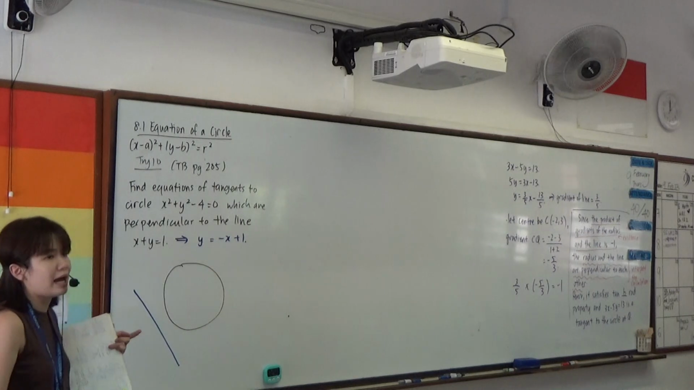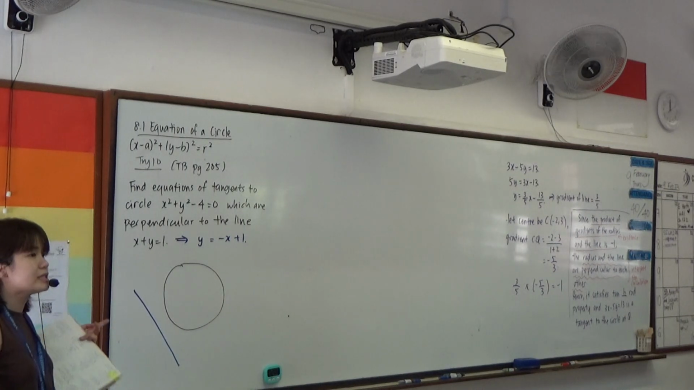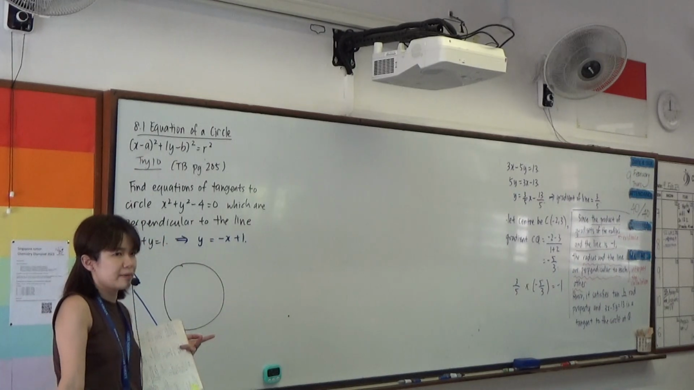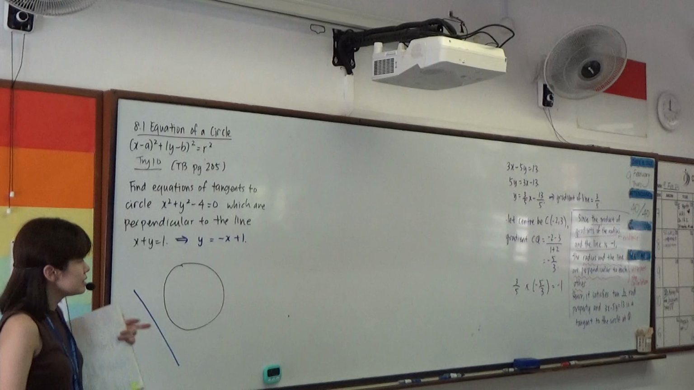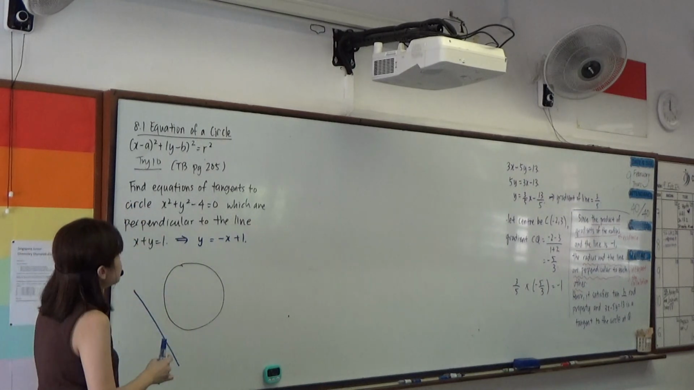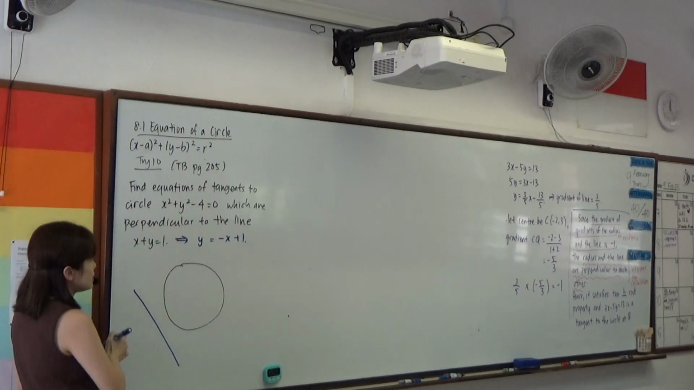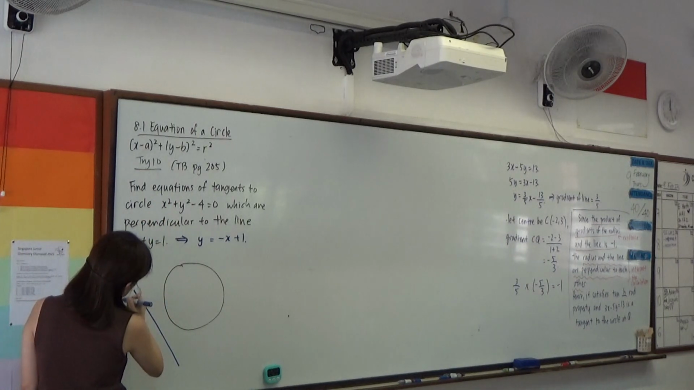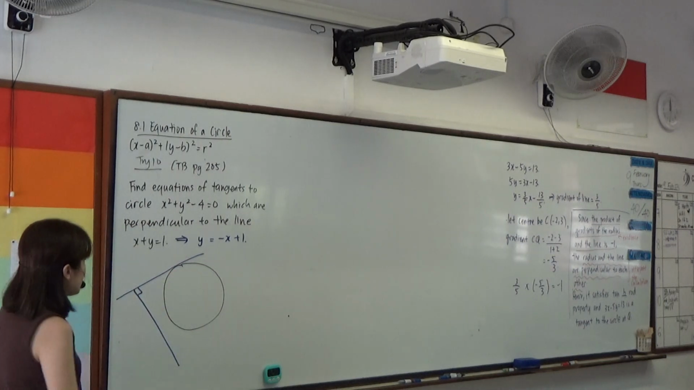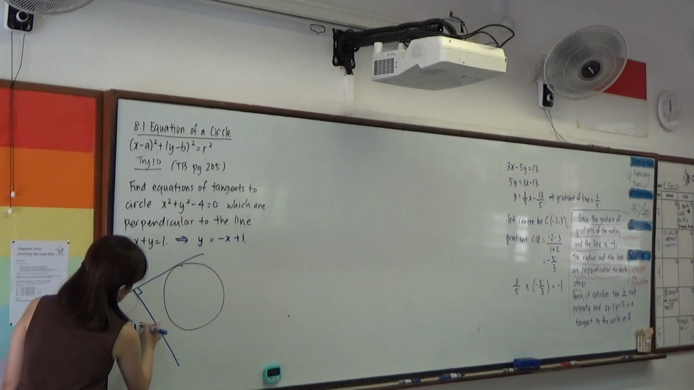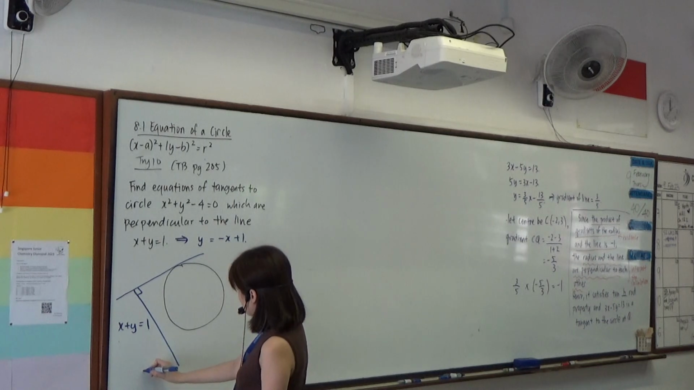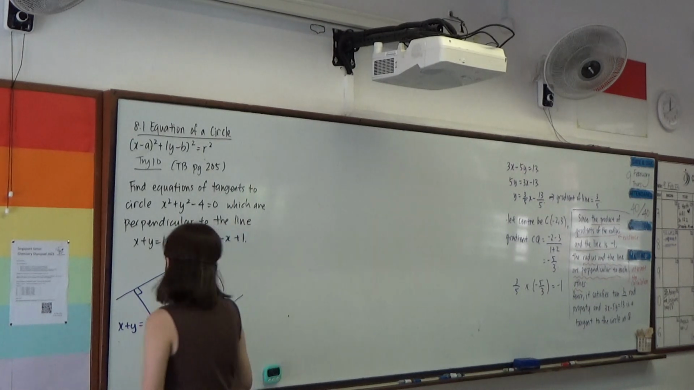So I'm just going to draw one outside of the circle, because the more lines I have inside the circle, the more confusing my circle is going to look like. So I just draw one outside, downward sloping. Then the question says that the tangents are perpendicular to it. So we want lines that are perpendicular to your x plus y equals to 1, which is this one, and tangent to the circle. Something like that.